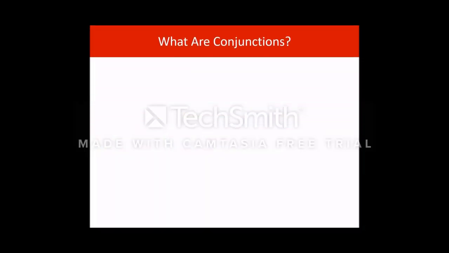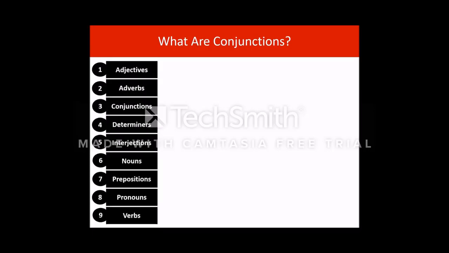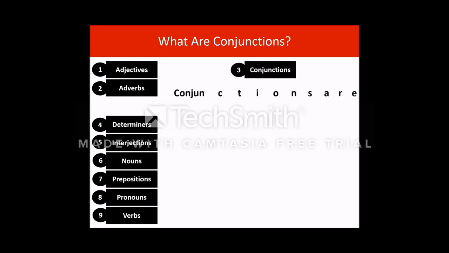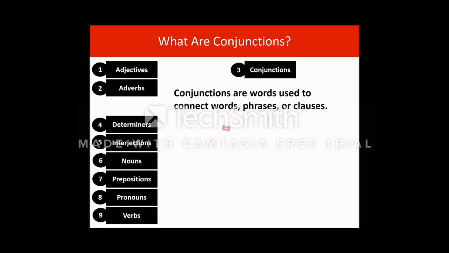What are conjunctions? Well, conjunctions are one of the 9 parts of speech, and here they are in alphabetical order. The one we're looking at today is conjunctions. Here's a definition for conjunctions. Conjunctions are words used to connect words, phrases, or clauses. So here are 3 common conjunctions: and, or, and but. So let's see how they connect words.